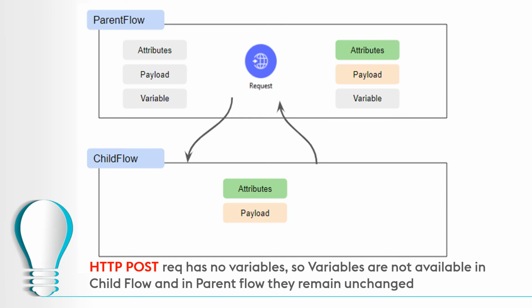So this I am talking about an HTTP POST request. It has no variables, but it does have payload because you are going to post that information. For example, post employee information or post book information. So your attributes and payload in your parent flow have been updated, and when you send the response back, attributes and payload will be the updated ones, but the variables would be unchanged.